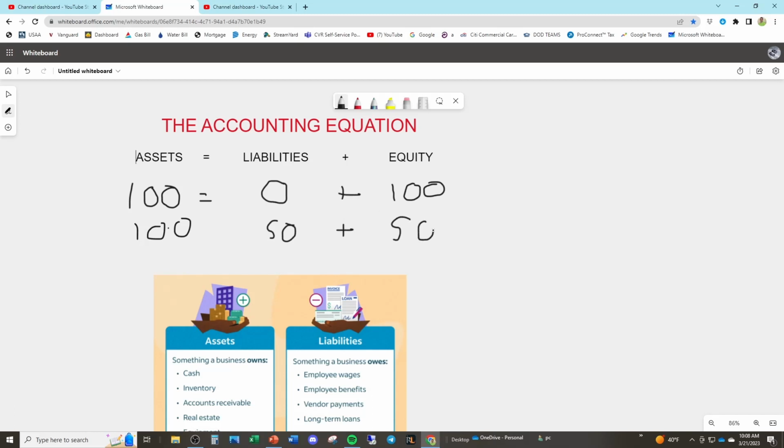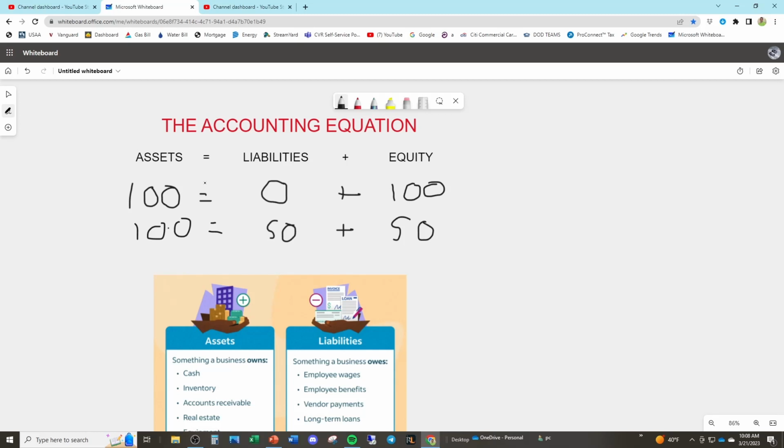So sometimes you'll get problems or you'll be trying to solve something and you have to figure out, okay, what are the company's total assets? Well, you can move stuff around and use that to figure out whatever account balance you want. It's as simple as that.